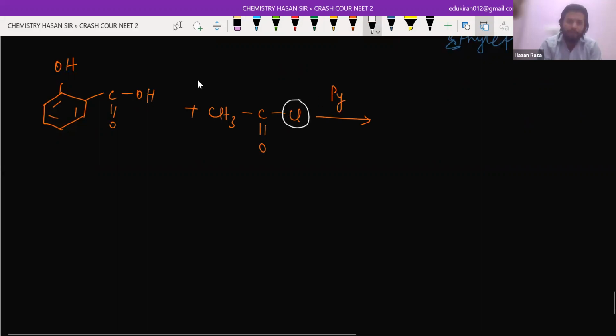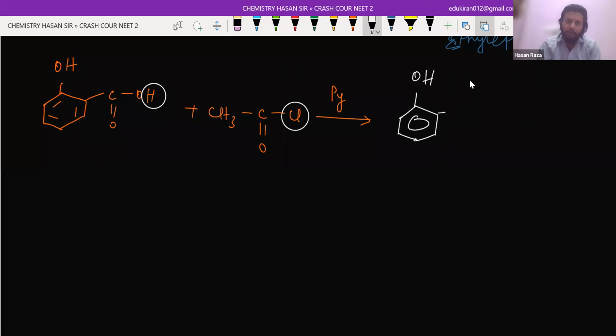This is your chlorine and this is your hydrogen that will combine together and it will be eliminated. So what you will get basically as a byproduct is HCl, and you can see the OH is as it is. Then there was C double bond O, then there was O, and this O will be directly connecting with this C. Oh, wait a minute.